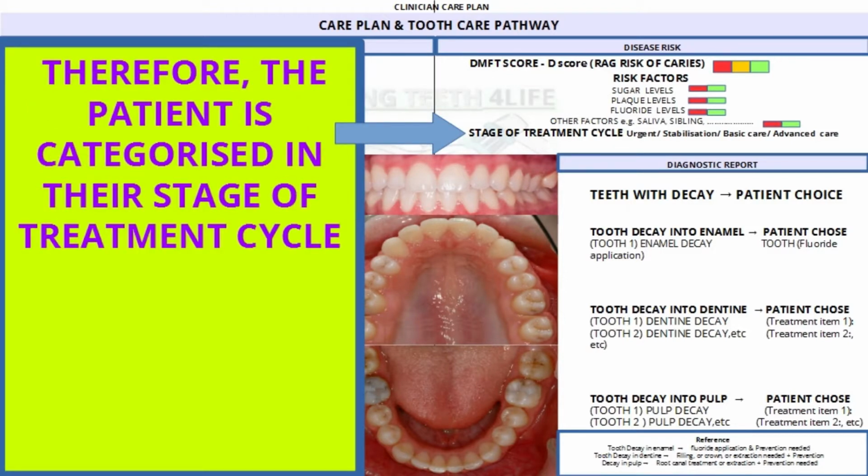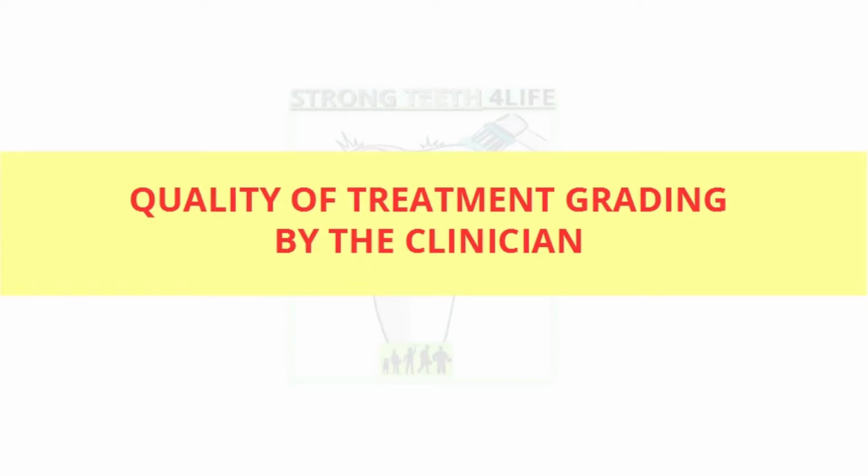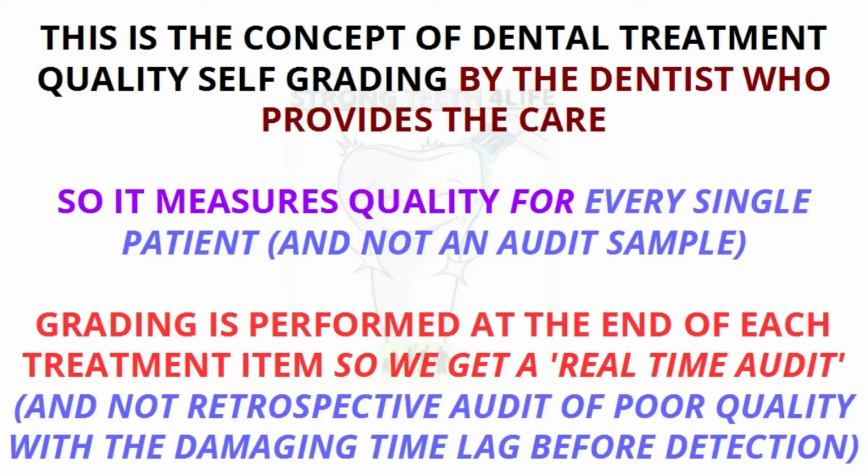Therefore, the patient is categorized into their stage of treatment cycle. The diagnostic report includes a mouth map of the caries and the extent of caries. The treatment options are partly based on the extent and depth of the caries. The quality of treatment grading by the clinician. This is the concept of dental treatment quality self-grading by the dentist who provides the care.